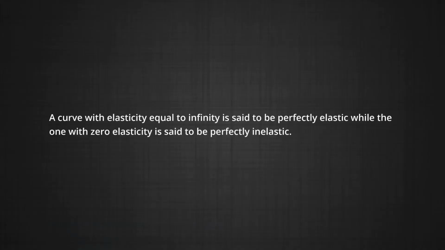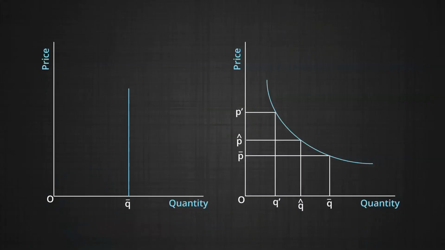A curve with elasticity equal to infinity is said to be perfectly elastic, while one with elasticity that is 0 is said to be perfectly inelastic. We can also have a curve which is called a rectangular hyperbola, which has a constant elasticity of 1. The diagram here shows two demand curves which have constant elasticity. The first one is a vertical demand curve that we've discussed already. The second is a rectangular hyperbola.